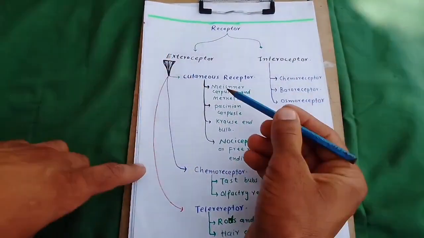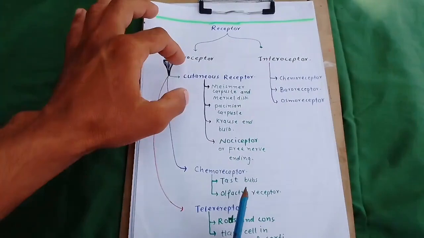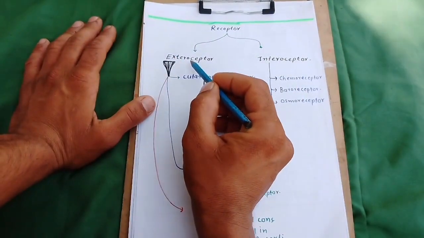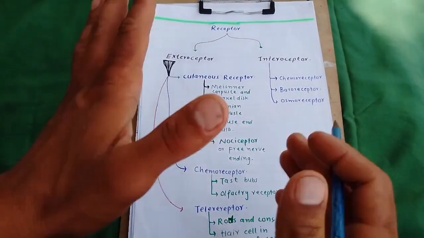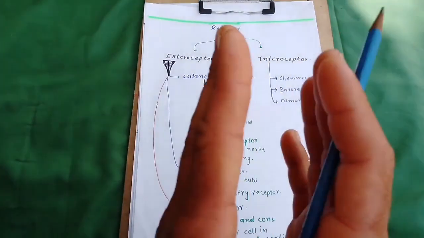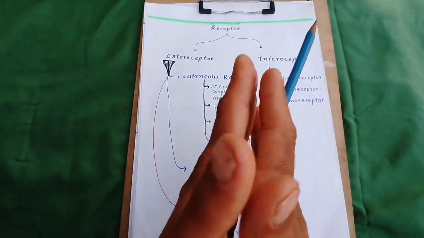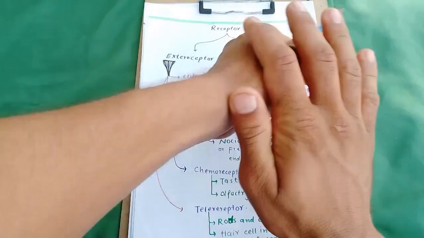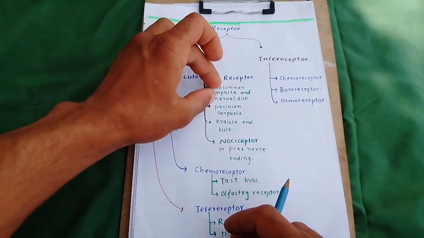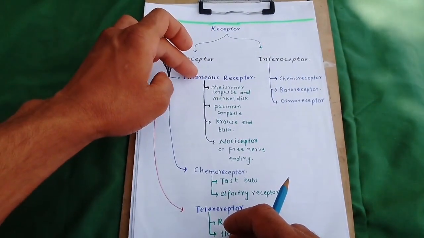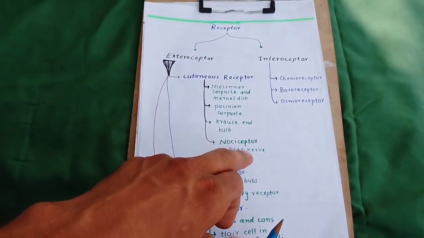This is the exterior receptor. Meissner corpuscle and Merkel disc are exterior receptors which are present in the skin. Exterior receptor is further divided into cutaneous receptor, chemoreceptor, and telereceptor. What is cutaneous receptor? Cutaneous receptor is also called the mechanoreceptor. Cutaneous receptors are those receptors which are present all over the skin of the body. Meissner corpuscle and Merkel disc are one type of cutaneous receptor. Others are Pacinian corpuscle, Krause end bulb, nociceptor, and free nerve ending.